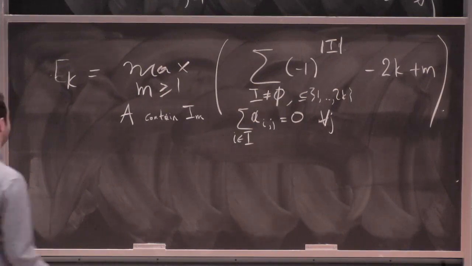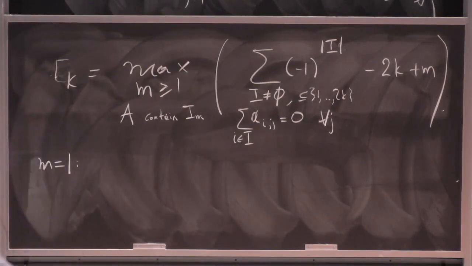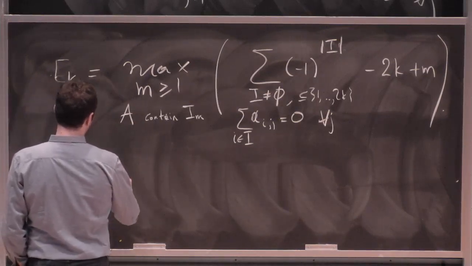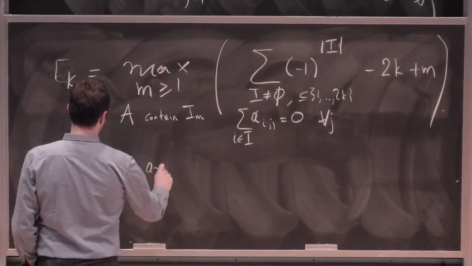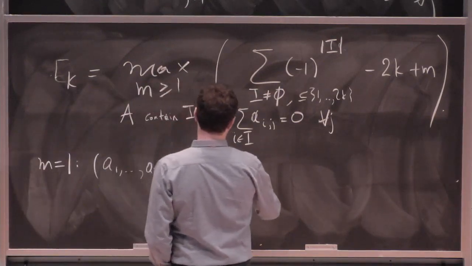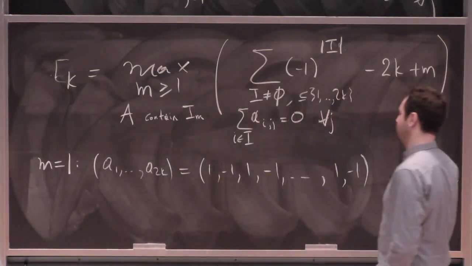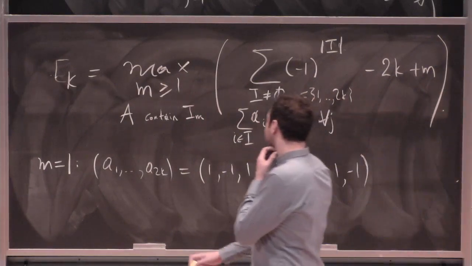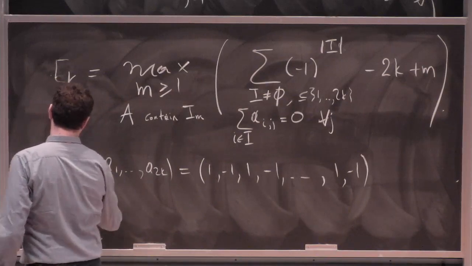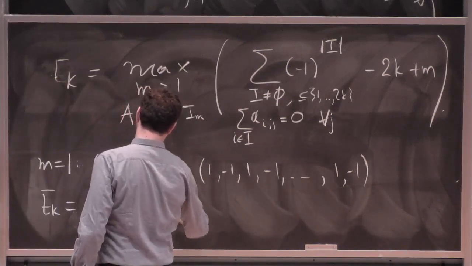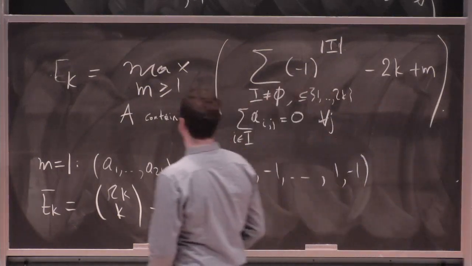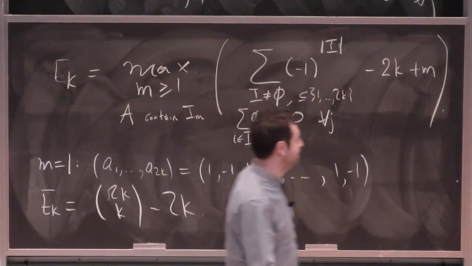And so I'll give you the answer. The maximum occurs when m is 1, and then when A, this vector here, consists of 1, minus 1, 1, minus 1, 1, minus 1. And in this case, it's an easy calculation to see that if this is the maximizer, then E_k must be 2k choose k minus 2k, which was an unexpected answer to us at least.